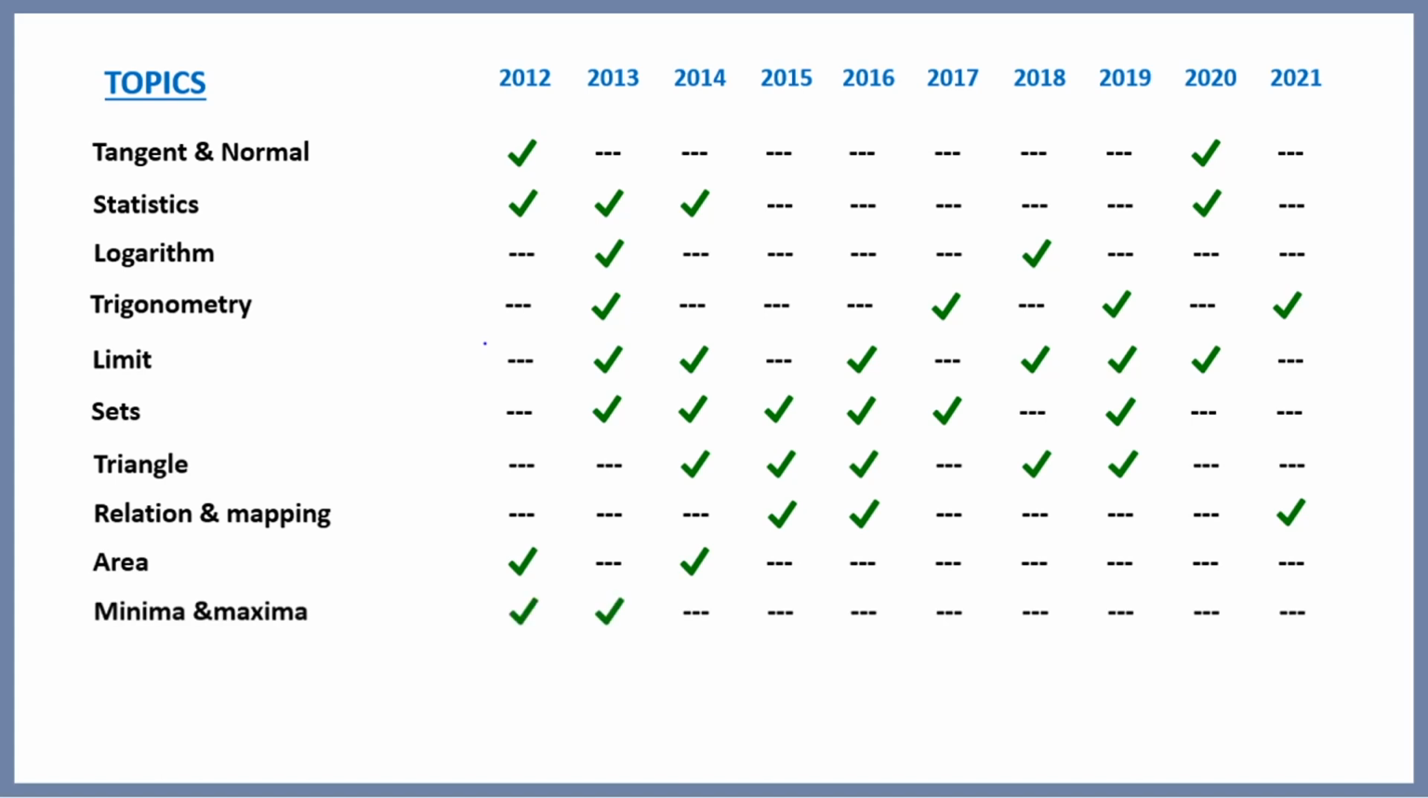Next, maxima and minima. Only in 2012 and 13 questions from here were asked, but we cannot ignore any topic since we have seen earlier that some topics are repeated after 8 or 9 years also. As in the case of logarithm, we have seen that after 2013 it was asked in 2018, so we should take all the topics under our consideration. Next, many function-based questions were asked in the past years.